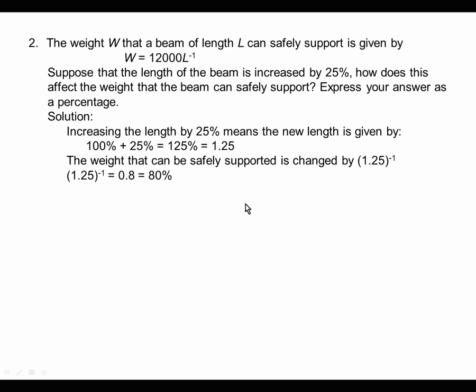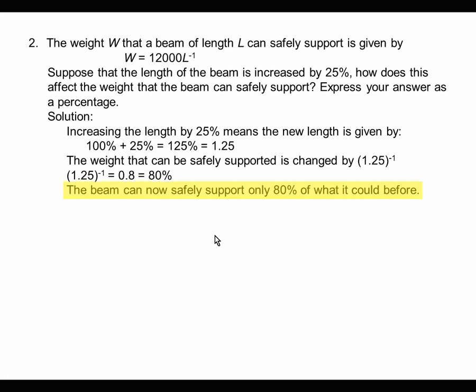Notice it's less. The beam can support less weight safely. So the beam can now safely support only 80% of what it could before. Remember the negative exponent, it's decreasing. And we did this without ever finding out the actual weight of anything. That is the power of the homogeneity property.